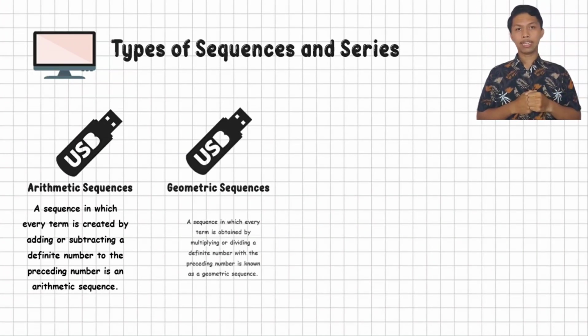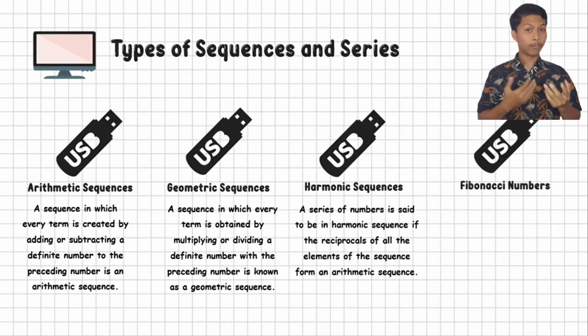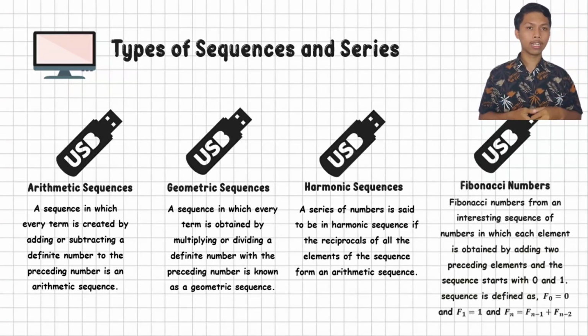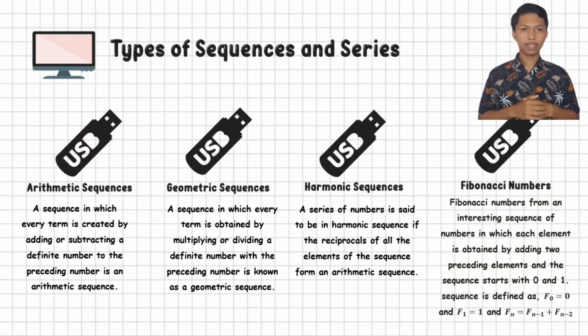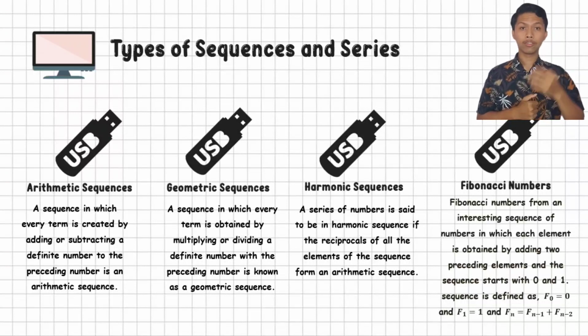Okay, I think there has been quite a discussion about the definition of sequence and series. Now, we will discuss the types of series and sequence. In this video, we will discuss 4 types of sequence and series, such as arithmetic sequence, geometric sequence, harmonic sequence, and Fibonacci sequence.